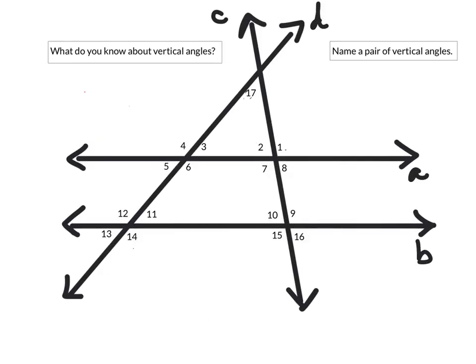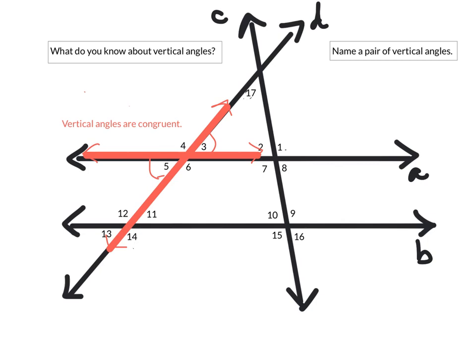Now I want to take a look at some more lines and angles. So the first thing I want you to do is take a look at this diagram. Now line A is parallel to line B, but I want you to take a look at vertical angles. First of all, what do you know about vertical angles? Okay, very good. We know that vertical angles are angles in which they're across from each other and they are always congruent.